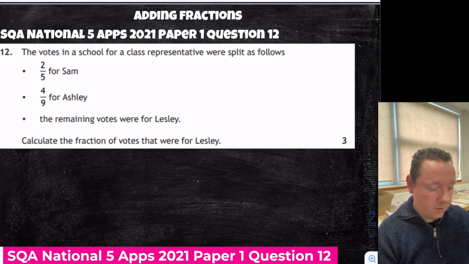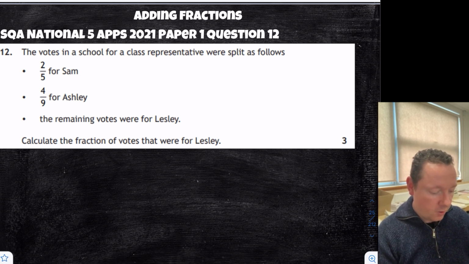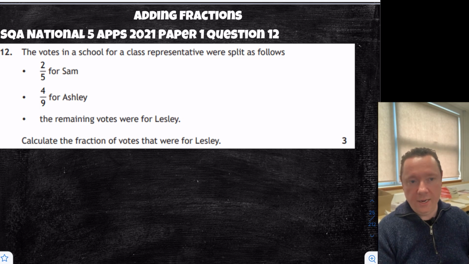Adding fractions, SQA National 5 Application of Maths, 2021, Paper 1, Question 12. The votes in a school for a class representative were split as 2/5 for Sam, 4/9 for Ashley, the remaining for Leslie. Calculate the fraction of votes that were for Leslie. So I need to add the fractions up and then take away from 1.